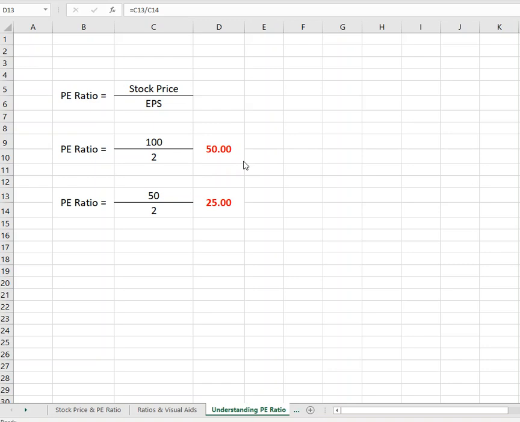But what this means, this higher PE ratio of 50, is that investors are willing to pay that higher price because they're incredibly optimistic about the company's future growth. And a lot of the stock market is driven by beliefs about future growth. The stock market is often driven by optimism. If people believe in a company, then they'll tend to invest in it.